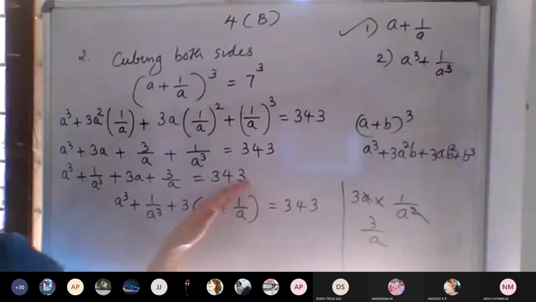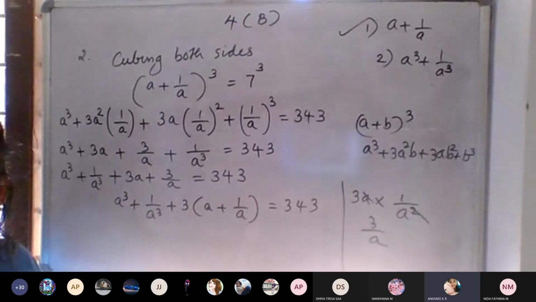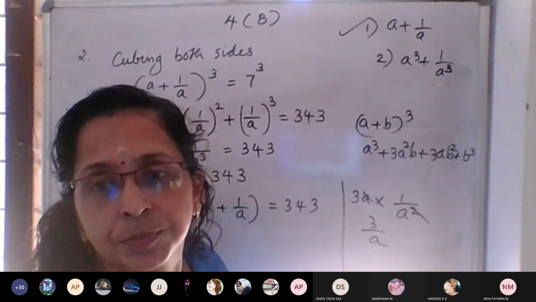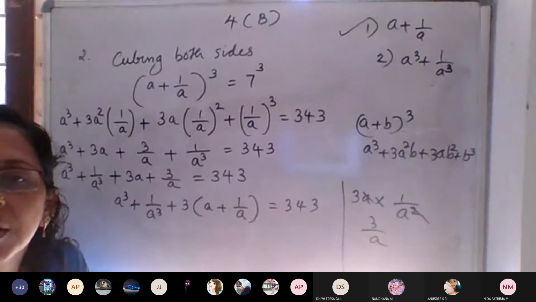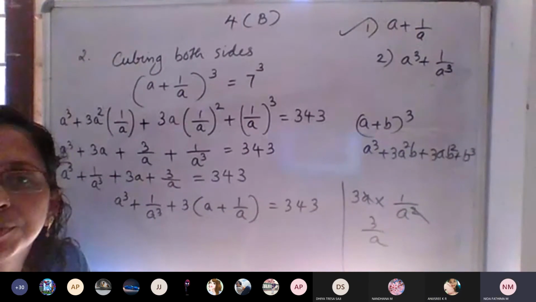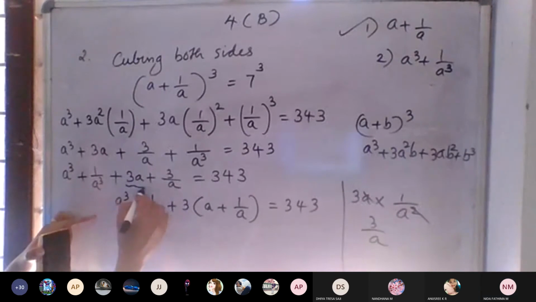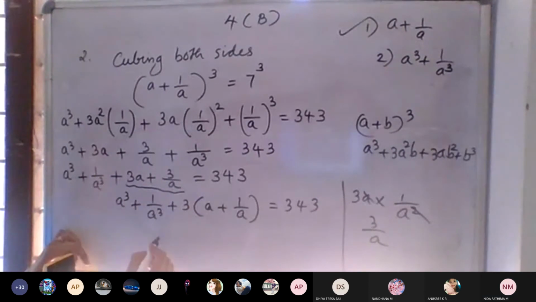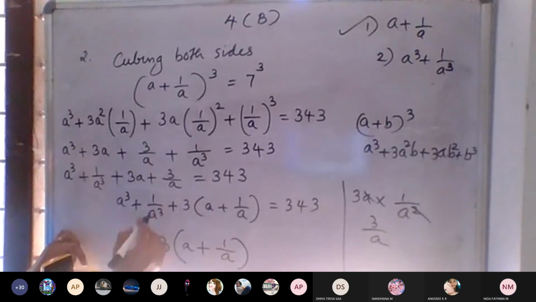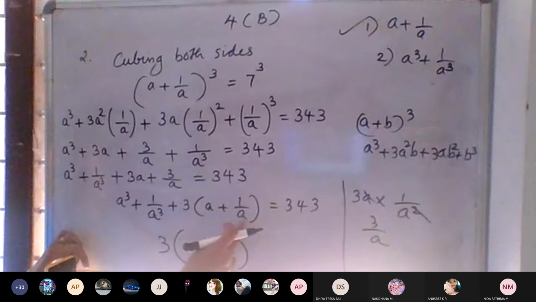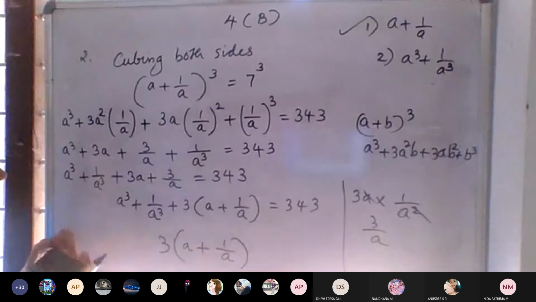Up to this, is it clear? Any doubt in this? Yes or no? So a cube plus 1 by a cube, then from here we can take 3 common. If we take 3 common, the balance will be a plus 1 by a. That only we wrote in the next step: 3 into (a plus 1 by a), which is equal to 343.